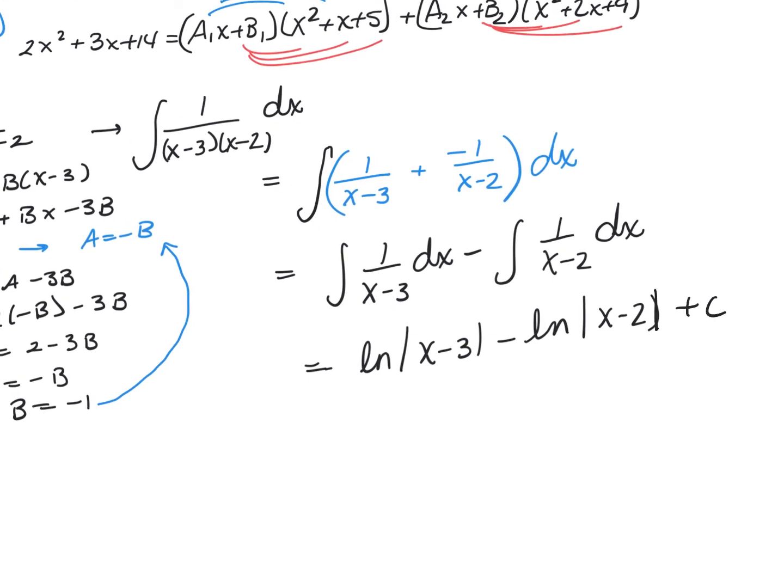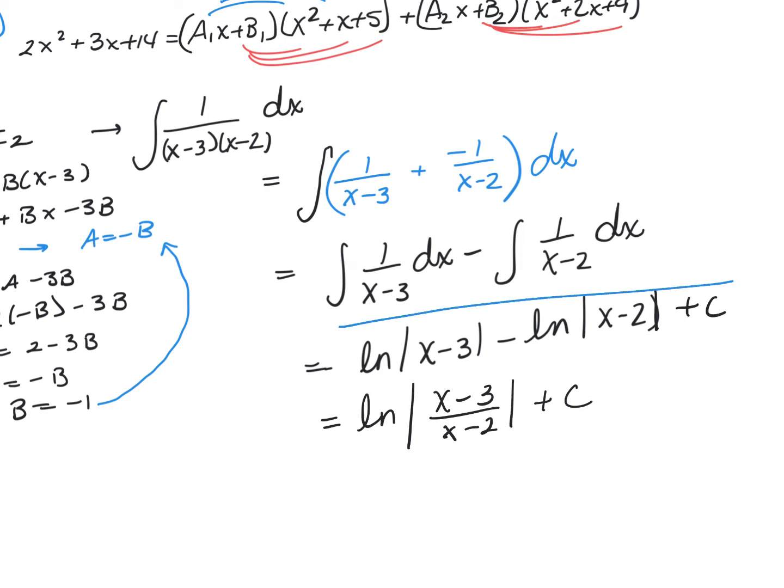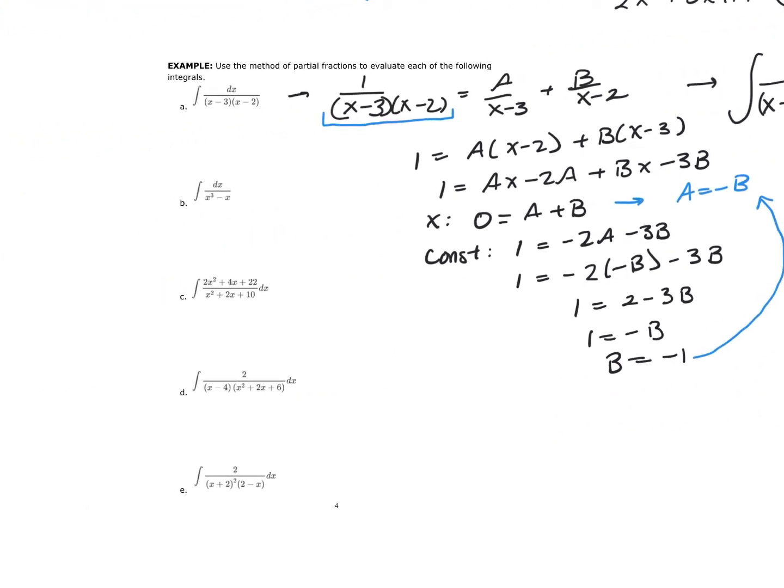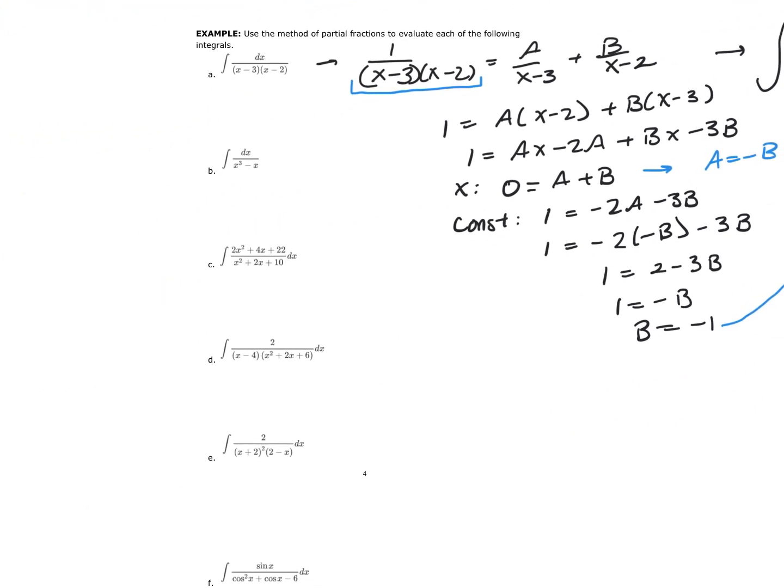plus c. If I want to, I can bring these back together using the laws of logs, and if I'm inclined, this would be the natural log of the absolute value of x minus 3 over x minus 2 plus c. However, I want to say that I am perfectly happy taking this as an answer, or if you want to bring it back together, you can write that as an answer. So that is the first one. Let's go ahead and jump to one of the other ones.